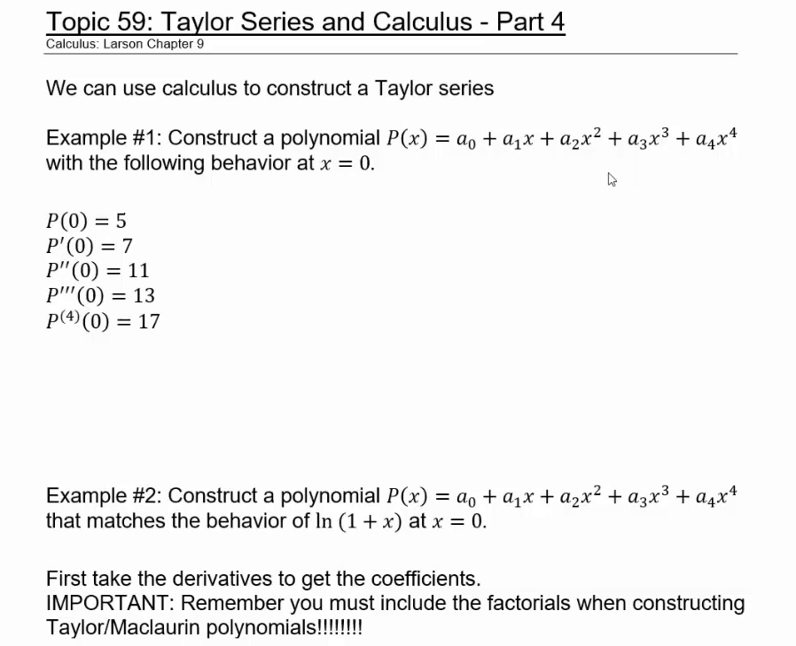BC Calculus. This is topic 59. This is really about what we call constructing a Taylor series or a Maclaurin series. Again, they're interchangeable. The only difference is what it's centered at. So a lot of times I'll just refer to them as Taylor series and not use both terms. This is something that you will have to be able to do this year for sure.